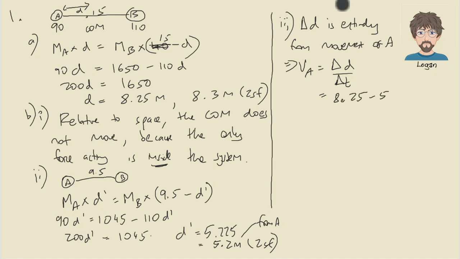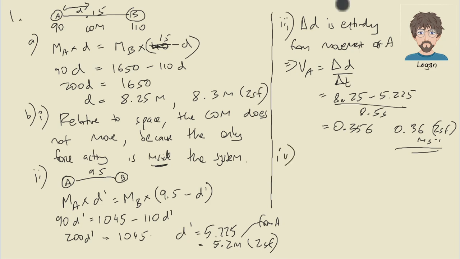8.25 minus 5.225 divided by, how many seconds did it take her? 8.5 seconds. We do that calculation and we get 0.356, or 0.36 to two significant figures, and it's meters per second. Never forget the unit.